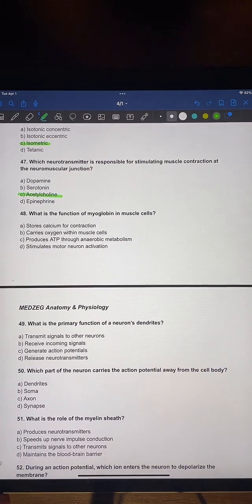Number 48, what is the function of myoglobin in muscle cells? What is the function of myoglobin in muscle cells? So there's hemoglobin and myoglobin.